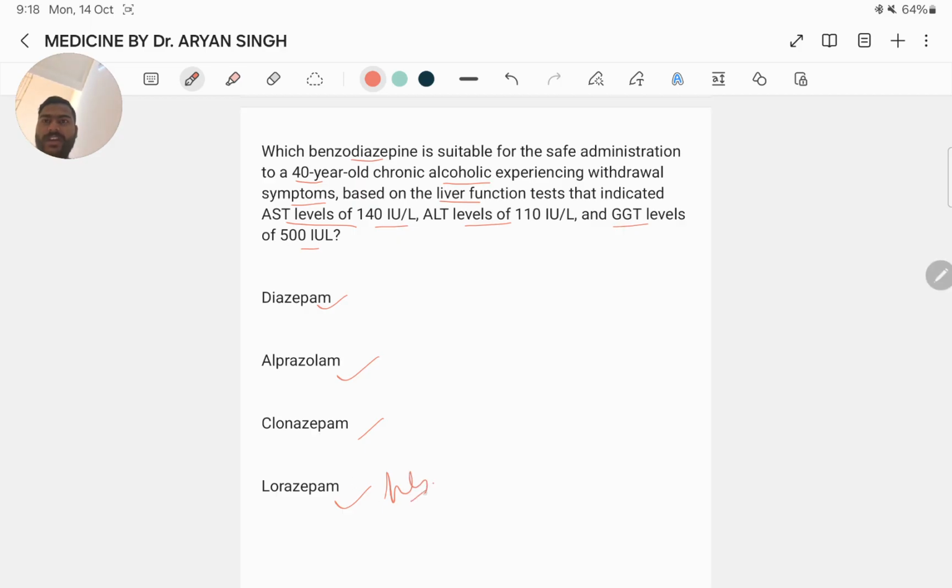Here lorazepam is the answer, because lorazepam is not extensively metabolized by the liver and its clearance is less affected by liver dysfunction compared to other benzodiazepines. It has a shorter half-life than diazepam, making it a suitable option for managing alcohol withdrawal symptoms. In patients with liver disease, lorazepam is commonly used for this purpose.